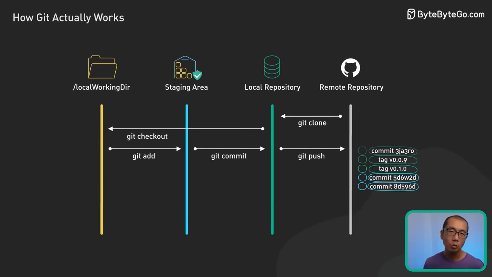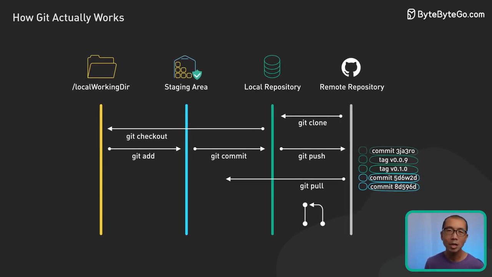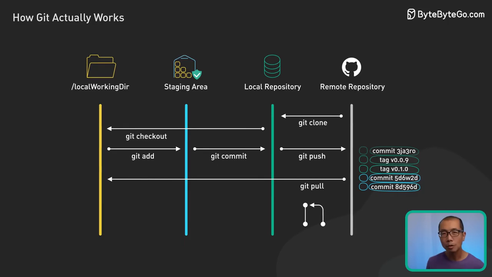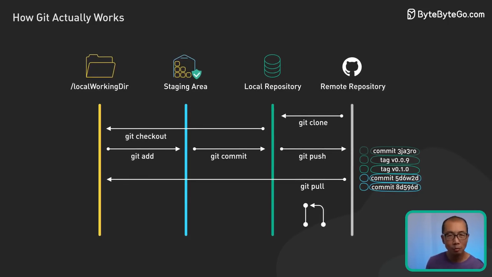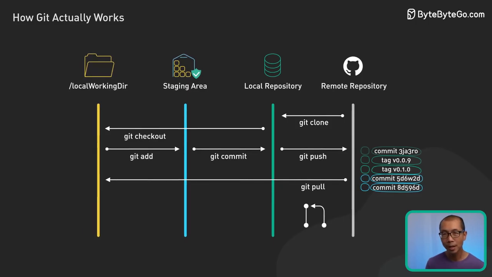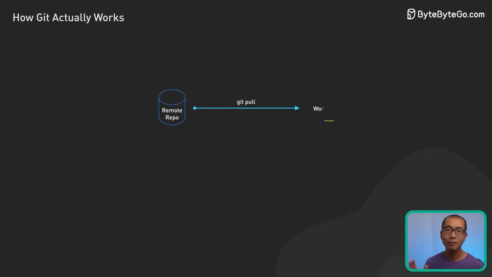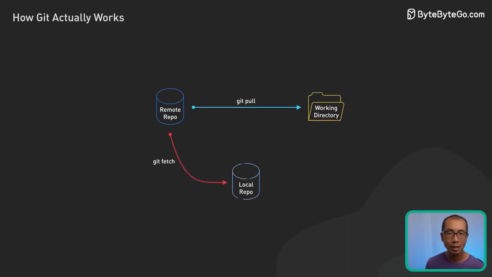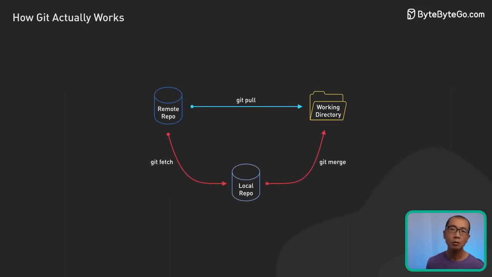Collaboration in Git is a two-way exchange. To integrate your teammates' work, you use git pull, which fetches changes from the remote repository and merges them into your local repository. It combines two commands, git fetch, which grabs the latest updates, and git merge, which integrates these updates with your work.